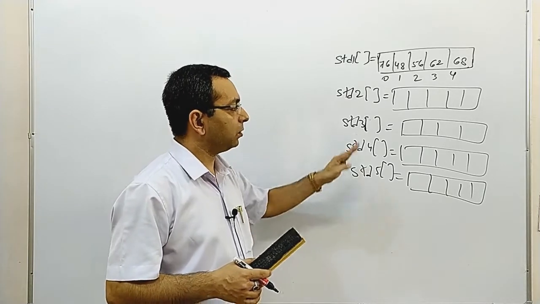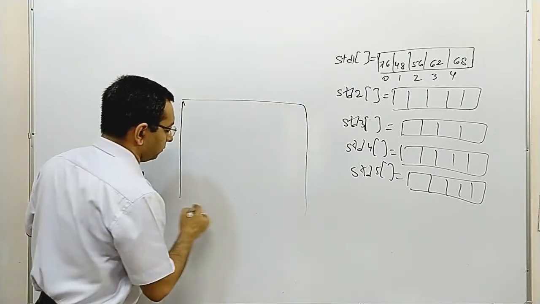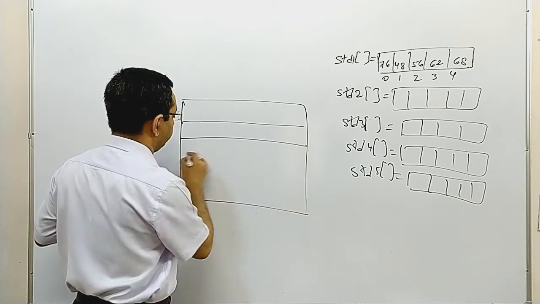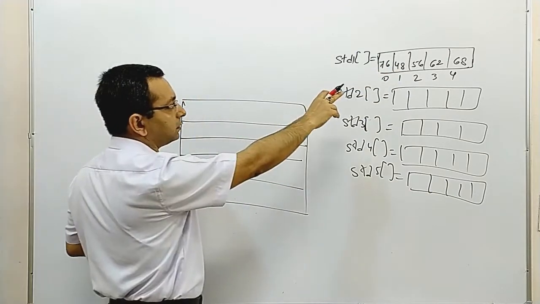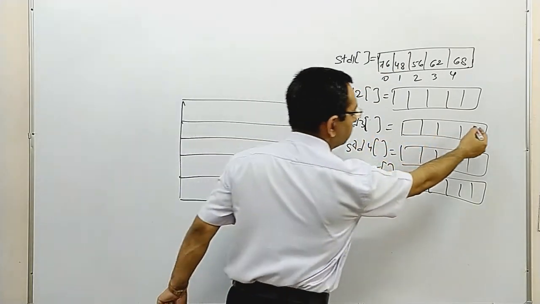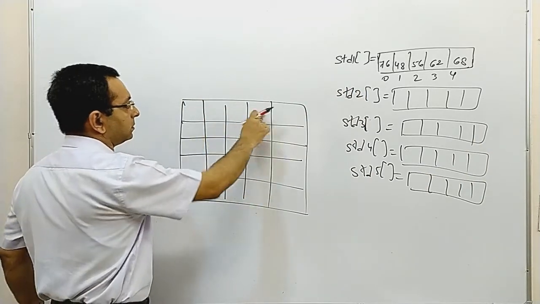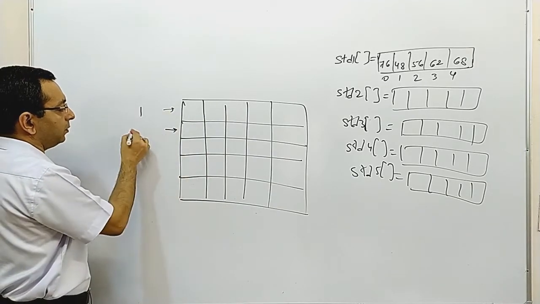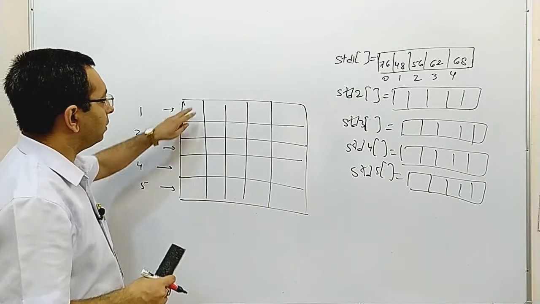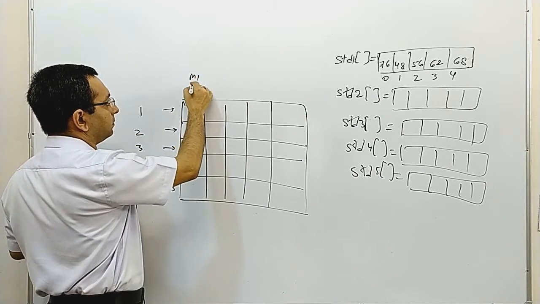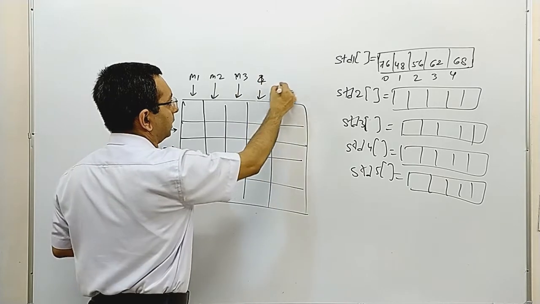So let's see what the matrix structure looks like. Here we are merging these 5 arrays, so every array has 5 elements. This may be for student 1, this for student 2, student 3, student 4 and student 5. And for marks 1, marks 2, marks 3, 4 and 5.